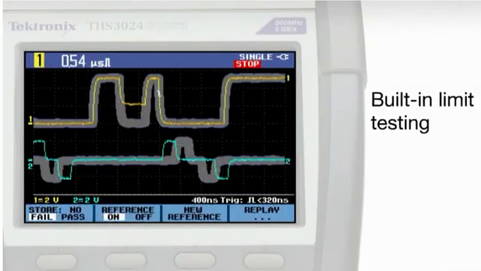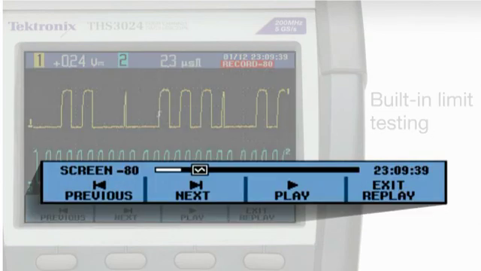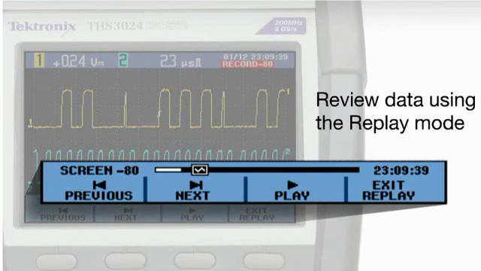The built-in limit testing function can automatically monitor your signals against predetermined boundaries and determine if a waveform passes or fails. For deeper analysis, multiple waveforms can easily be played back using the replay mode, which provides access to previously acquired information.